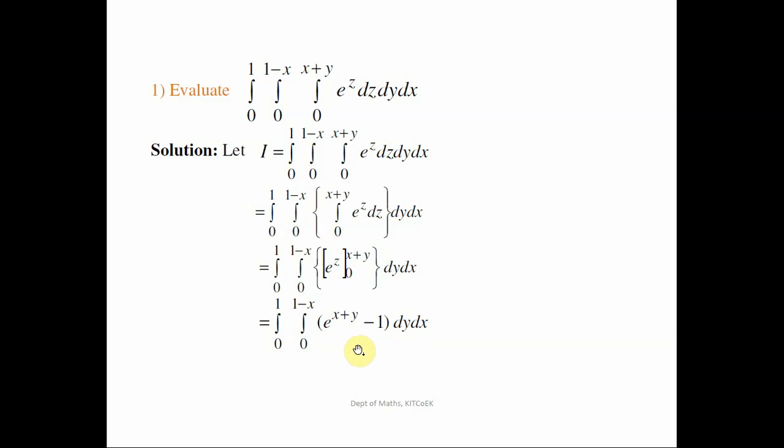And then further, how to evaluate the double integral, that is already known to us. So in this double integral now, the limits of inner integral are 0 to 1 minus x. Hence, we will need to integrate it with respect to y first, keeping x constant. So the integral now which we have to evaluate is this bracketed expression, integration 0 to 1 minus x, e raised to x plus y minus 1 with respect to y.